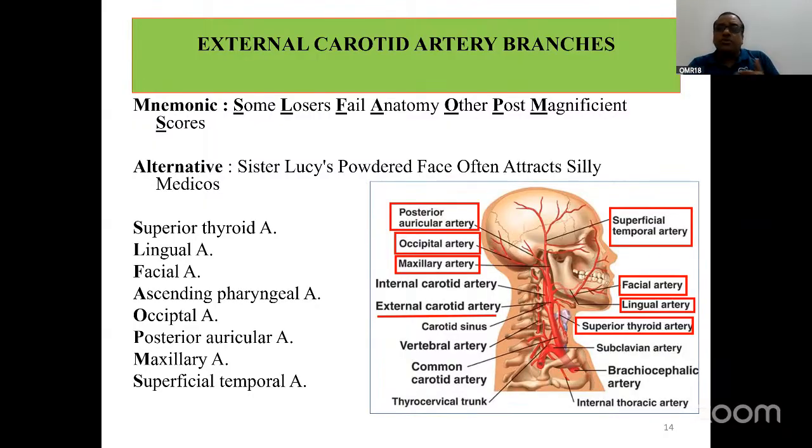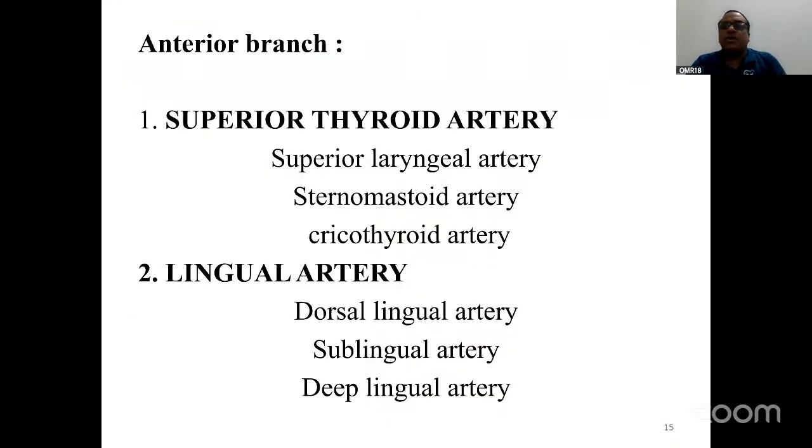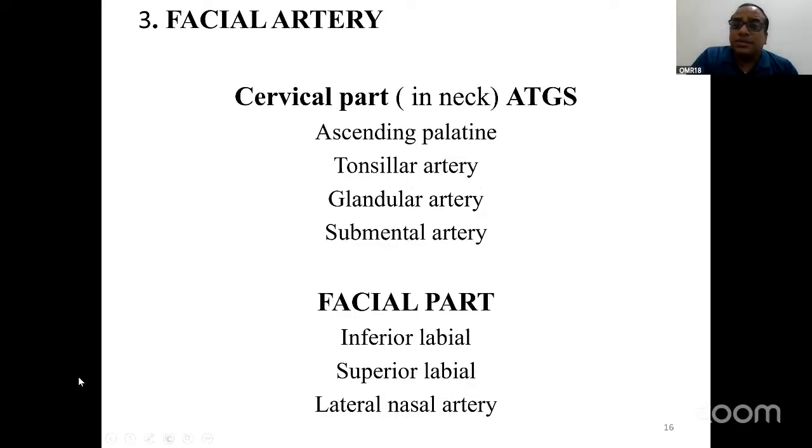Now, individually, you should also know how many sub branches there are of each artery. So you can write it down and take screenshots very fast. The first one, the anterior branch superior thyroid artery, has three sub branches: superior laryngeal, sternocleidomastoid, and cricothyroid artery. Lingual artery has three branches: dorsal lingual, sublingual, deep lingual. Then the facial artery has a total of seven sub branches. Four are in the neck, which is called cervical, and three are in the face.